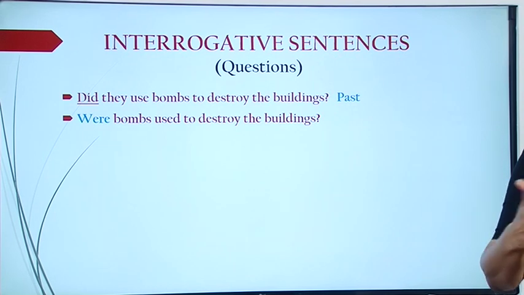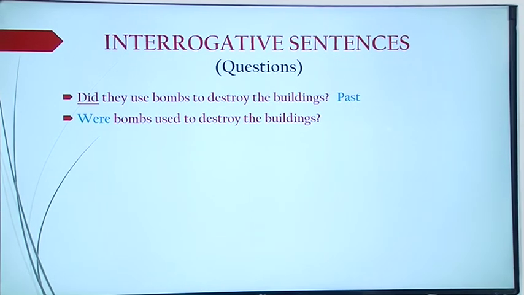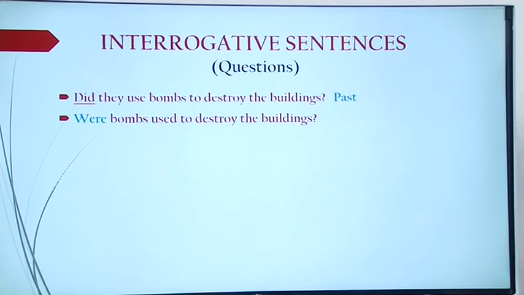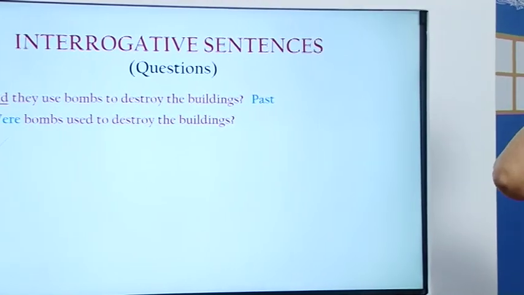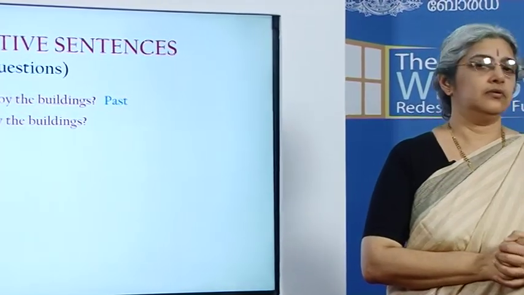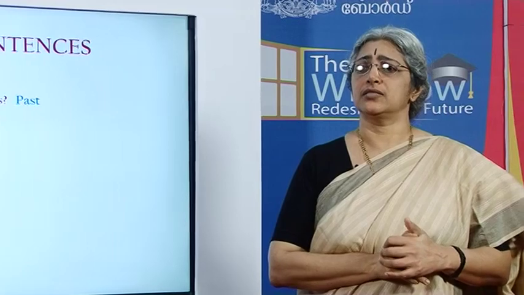Okay. So, what gave us the past tense of the auxiliary verb were? What indicated the tense, what made you choose were and not are? Did. Did gave us information about the time factor, and that is the past. All right. So, were bombs used to destroy the buildings? So, all you have to do is check whether it retains the same tense form. All right. Look at the next one.